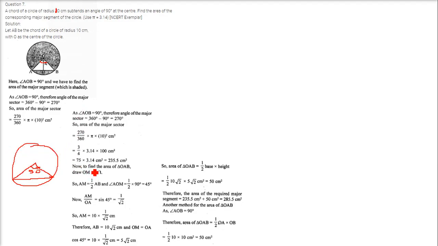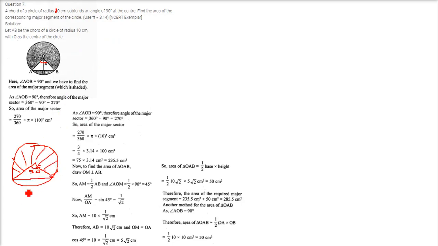The question here is somewhat different. We just don't have to find this area. Basically, we have to find out this area. I hope you got the idea. In this question, we have to find out this area.